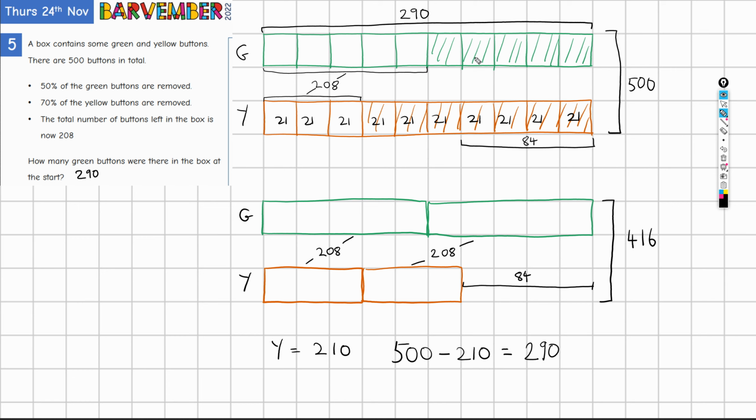Of course, we could have calculated anything. They could have asked how many green buttons were removed, which obviously would have been half of that, or whatever. But that is how I have visualized it, and I hope it helps.